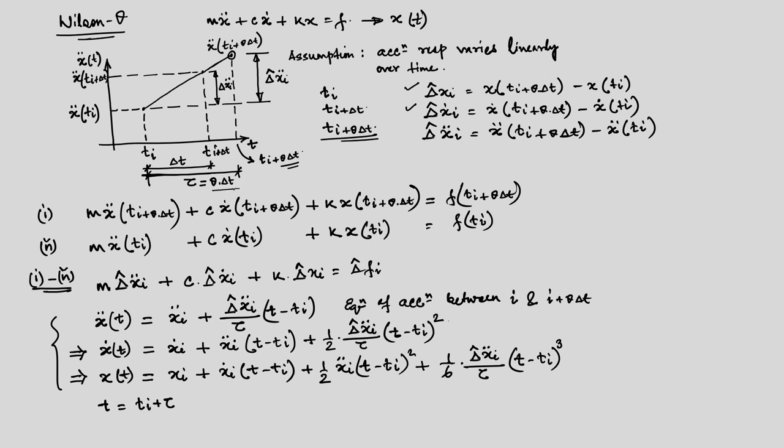tau is what? Theta times delta t, right? Then what will we get? We can express these delta x_i hat and delta x_i dot hat using the information we have. So, let us do that in a minute. So, what we have? Delta x_i dot hat will be equal to x_i double dot times tau plus half delta x_i double dot hat times tau. So, this is equation 3.